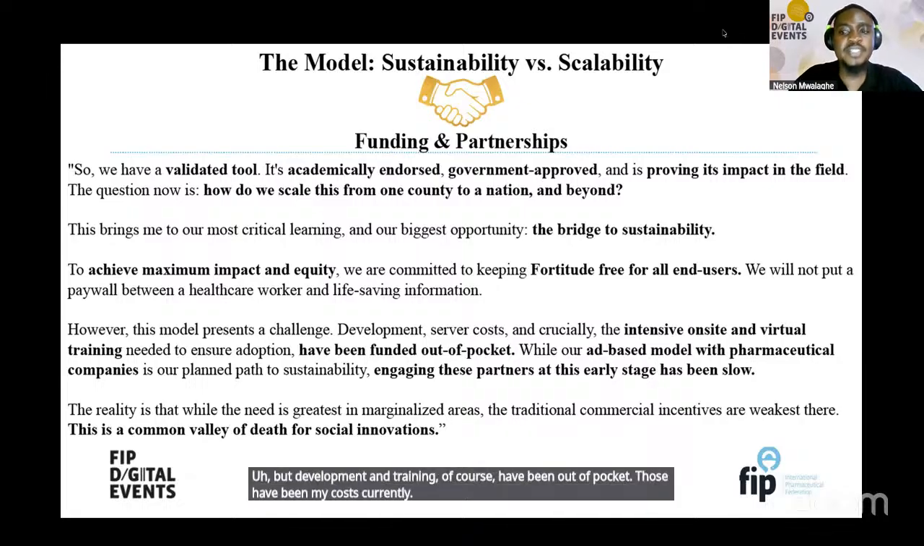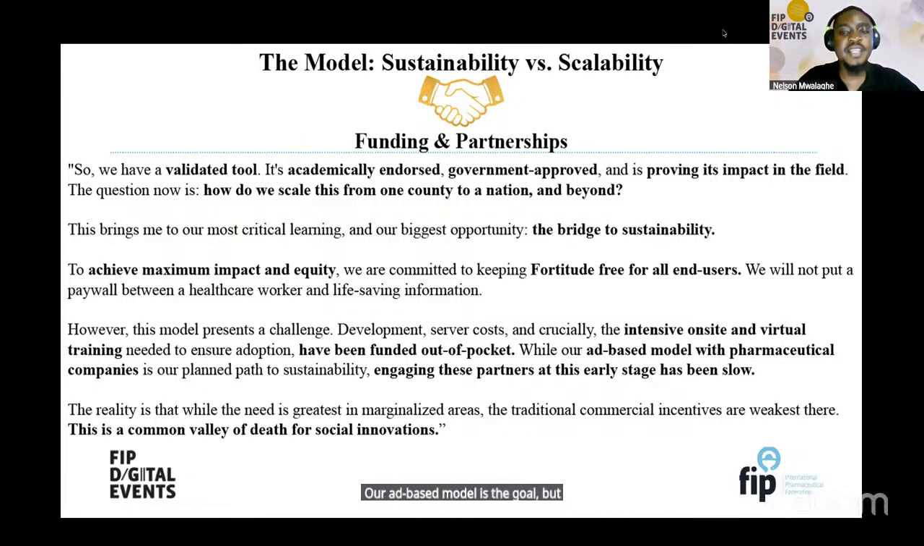Our ad-based model is the goal, but engaging partners early has been slow. So the need is greatest where commercial incentives are weakest. So this is the valley of death for most social innovations.